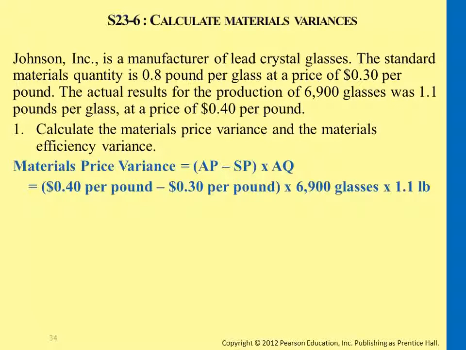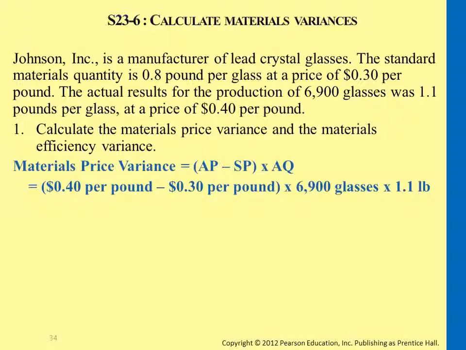And then for these pounds we would be using to produce the glasses. So for the price here, the 10 cents additional spent applies to 6,900 glasses. Each glass, it tells us, uses 1.1 pounds to produce. So the right-hand part of the equation is just the actual quantity that we used, and we just want to focus on price differences here.